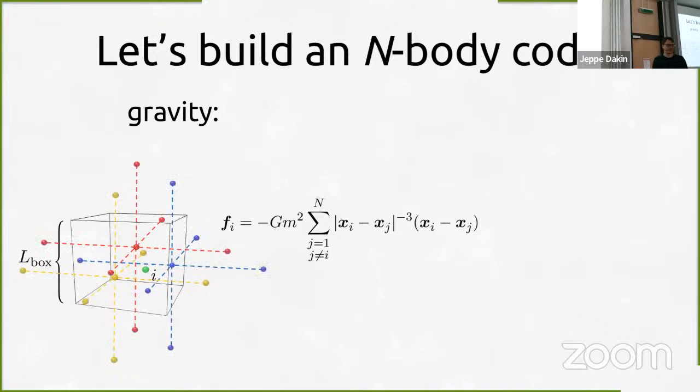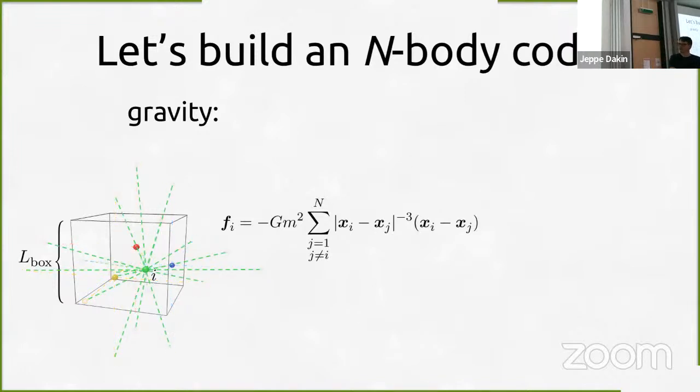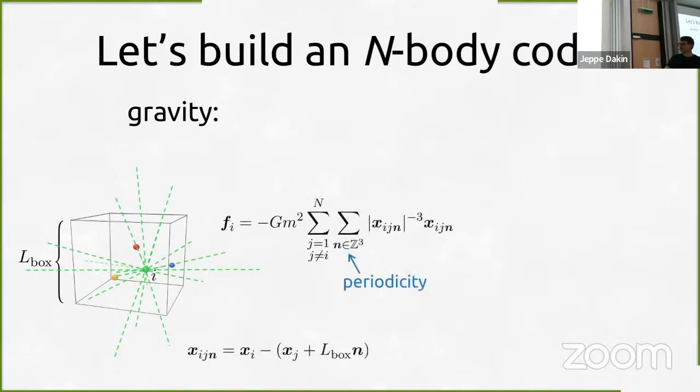So each particle exists an infinite number of times throughout space. Here I've just drawn the nearest neighbor images. And this means that the force on any given particle really consists of an infinite number of forces from each other particle. So this expression has to be modified by an additional infinite sum over all these images of the box in 3 dimensions. And this is not easy to compute because this sum doesn't really converge nicely.